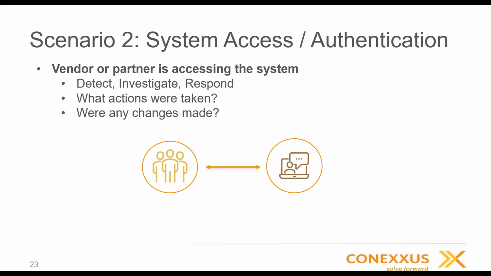So moving into our next scenario, we've got a vendor or partner access in the system. So again, we follow the very standard process. We're detecting it, we're investigating, and then we're responding. What actions were taken and were any changes made?